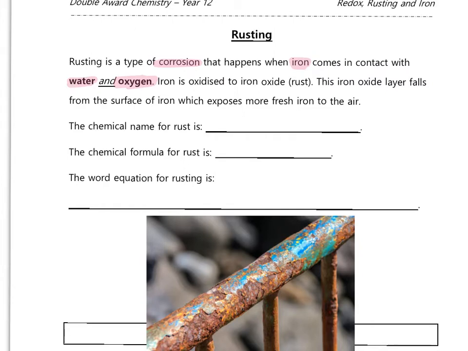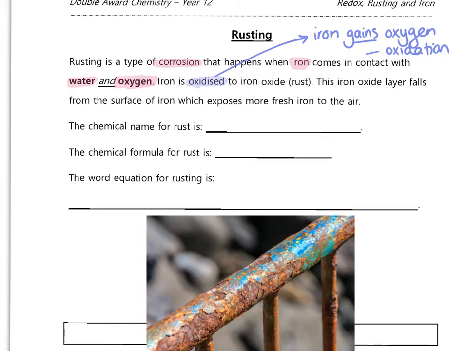During rusting, iron is actually oxidized to iron oxide, and iron oxide is a simplified name for rust. So we know from our previous video on this topic that oxidation is the gain of oxygen. So iron is gaining oxygen, and the gain of oxygen, as you know, is defined as oxidation. So you could add that to your notes.